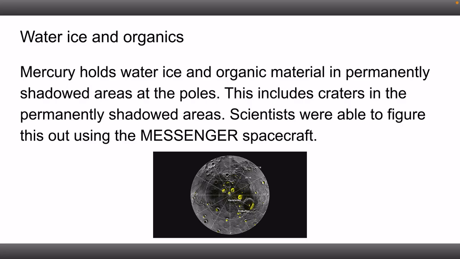Water, ice, and organics. Mercury holds water, ice, and organic material in permanently shadowed areas at the poles. This includes craters and permanently shadowed areas. Scientists were able to figure this out using the MESSENGER spacecraft.